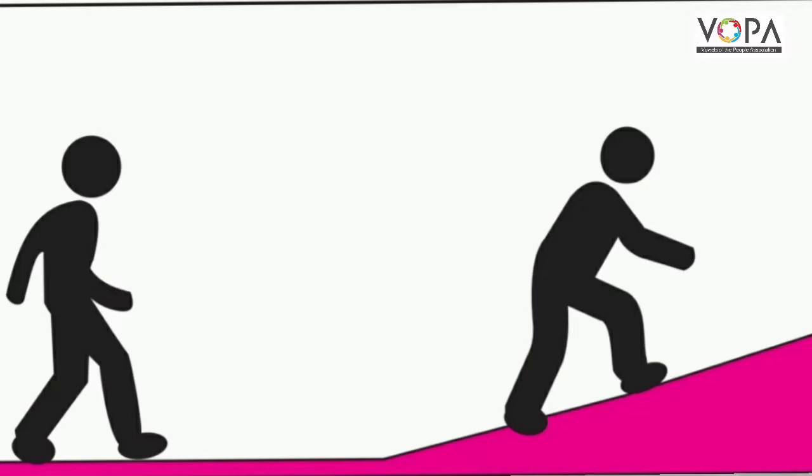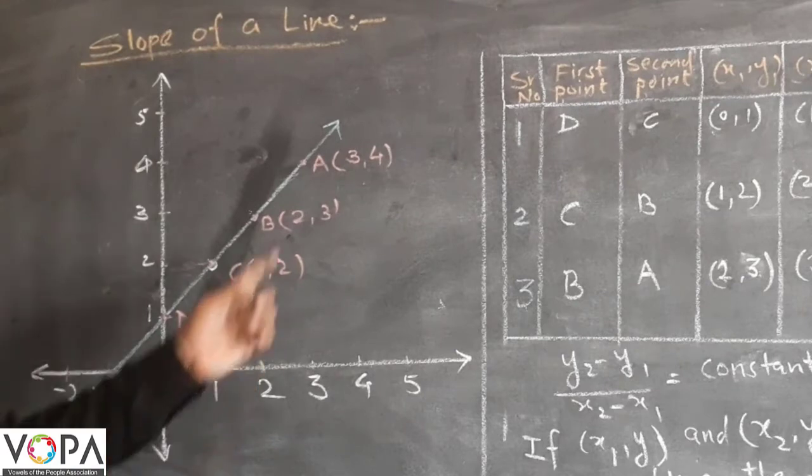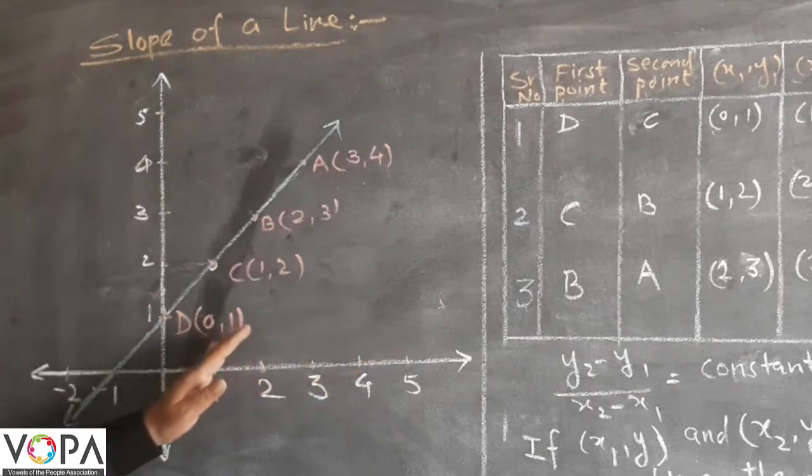In science, we have studied that while climbing up a slope, we have to work against the gravitational force. In coordinate geometry, slope of a line is an important concept. Consider the points A, B, C, D in the xy plane.